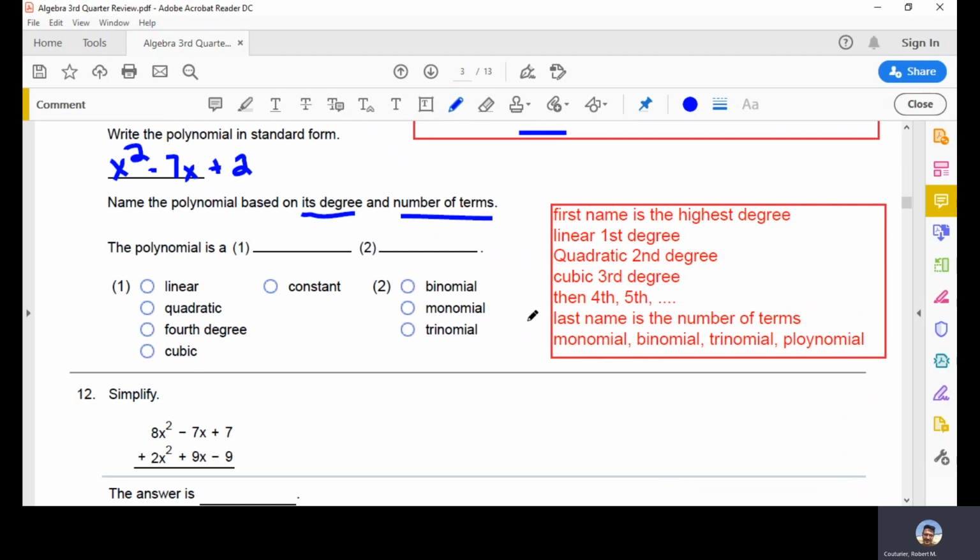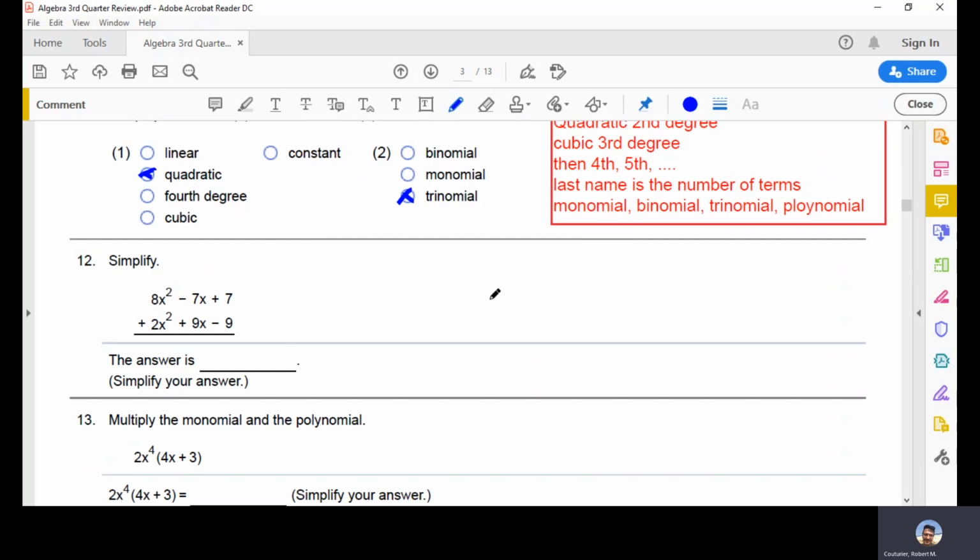There's one term, it's a monomial. Two terms, it's a binomial. Three terms, it's a trinomial. Any more than that, we just say it's a polynomial. Okay, so let's look at this. We are dealing with this here, so our highest degree is a 2. 2, or second degree, is quadratic. And then we have how many terms? We have 1, we have 2, and we have 3 terms. So 3 terms is trinomial, like a tricycle has 3 tires.